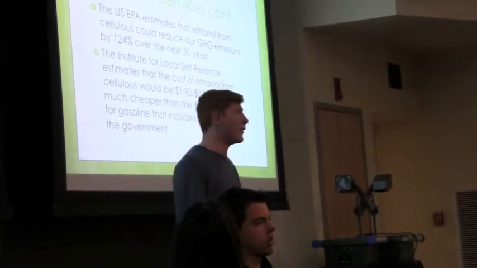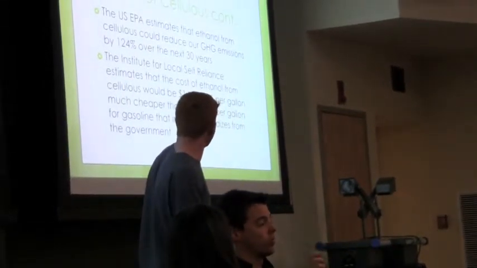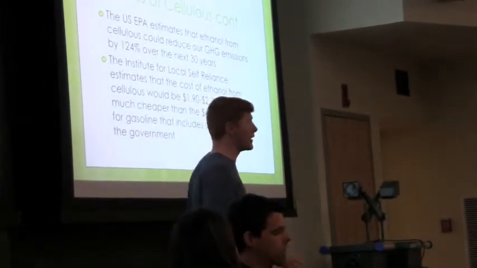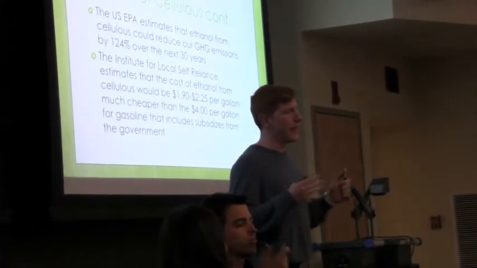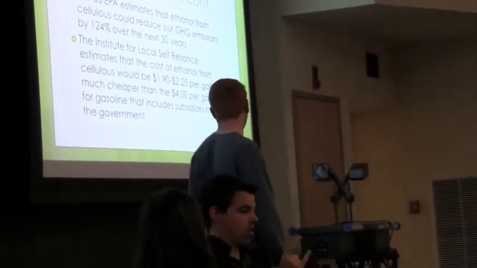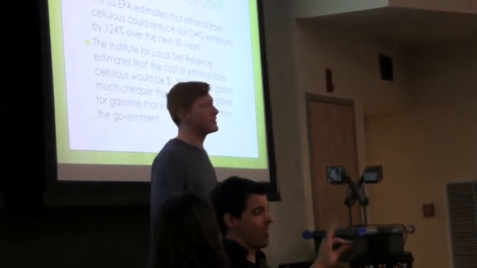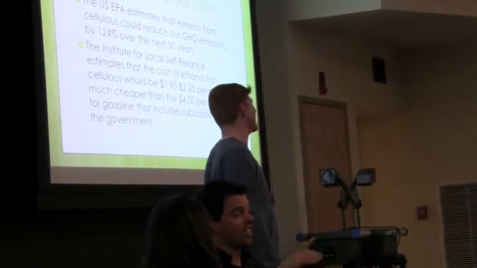It also is going to be a lot cheaper than oil. A few different companies have predicted that the price per gallon of ethanol from cellulose will be between $1.90 and $2.25, which is way cheaper than the $4 a gallon you're paying now for gas.